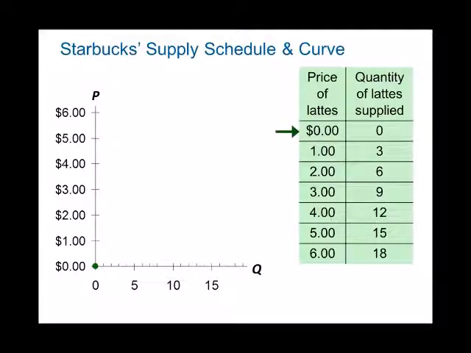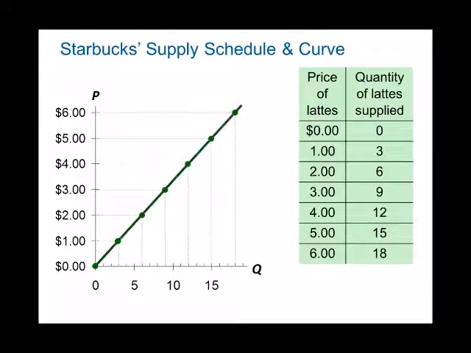When price is 0, the quantity supplied is 0, and the green dot shows that point. As price rises to $1, the quantity supplied is 3. As price rises to $2, the quantity supplied is 6, and so on. When we join all the points with a line, we get something called a supply curve. This is the supply curve of an individual supplier. If there's just one supplier in the market, this is what the supply curve will look like.